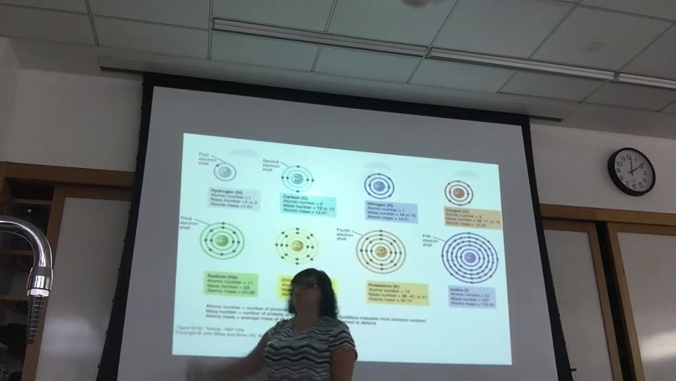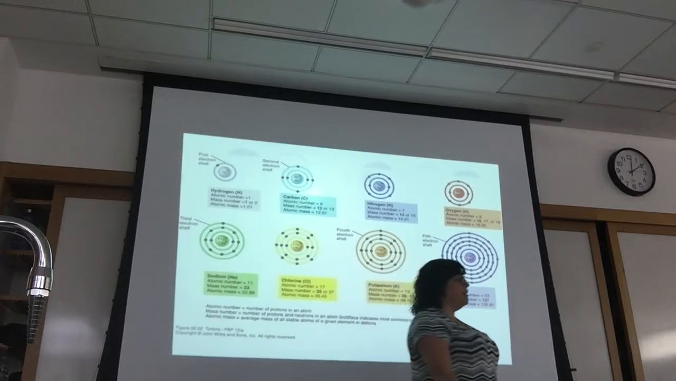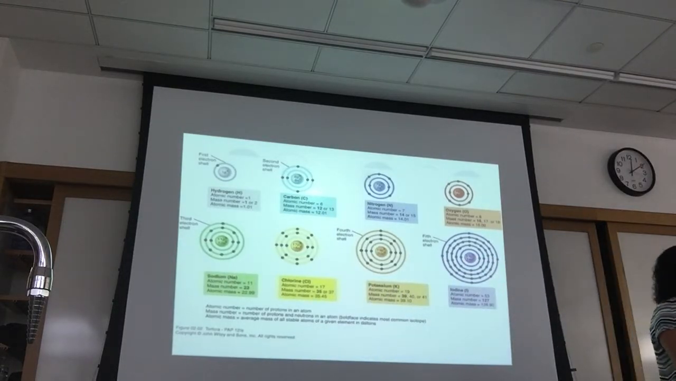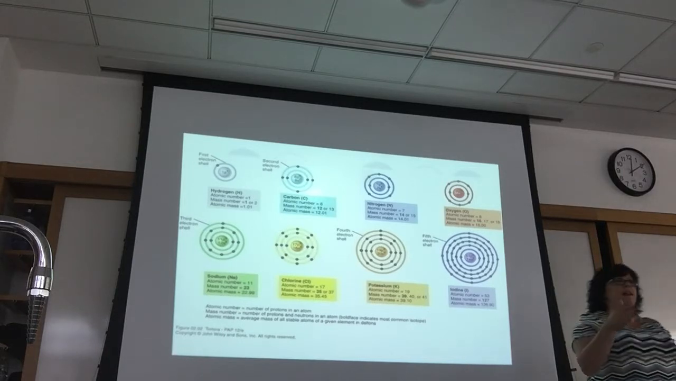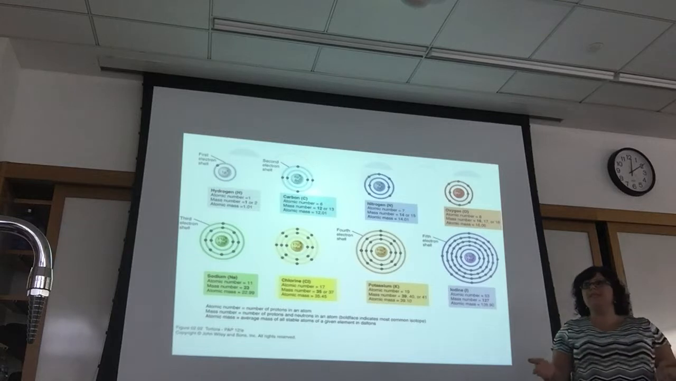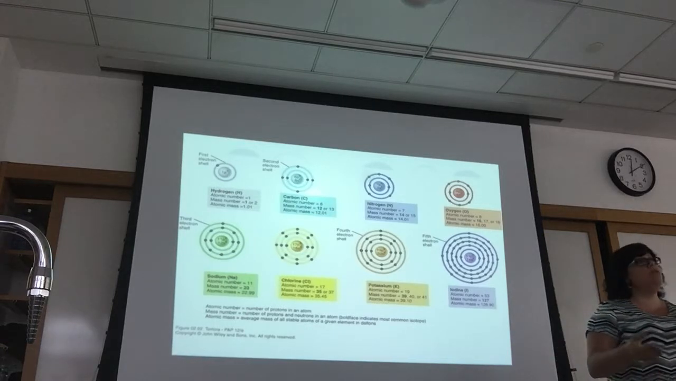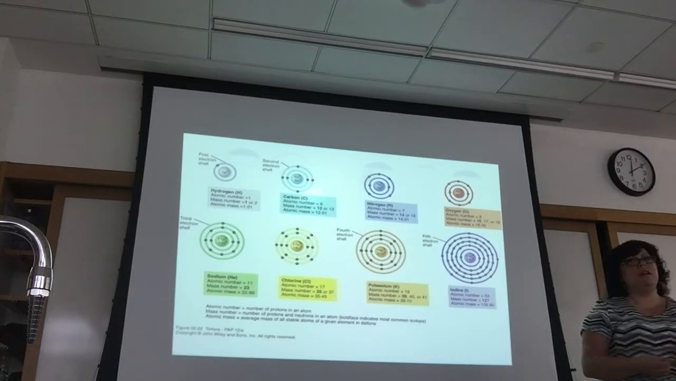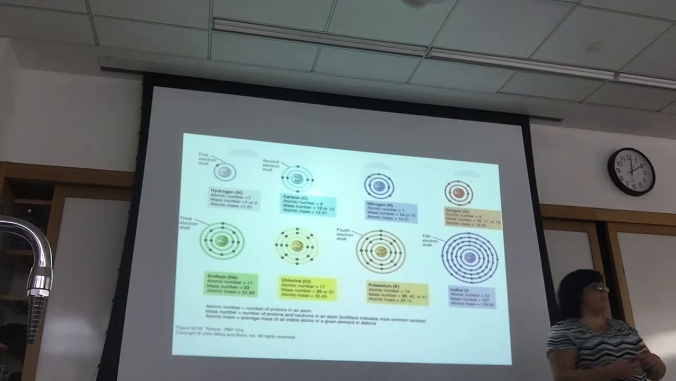Now the other term that we can use to describe an atom, aside from mass number, is the atomic number. And this is how we arrange the atoms on the periodic table, by atomic number. Essentially, it is just the number of protons in the atom. So the atomic number for sodium is 11.